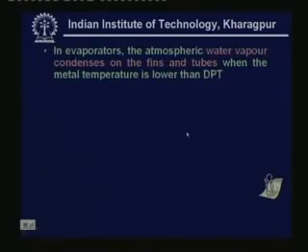In evaporators, the atmospheric water vapor condenses on the fins and tubes when the metal temperature is lower than the dew point temperature. Actually, this is one reason why the design of evaporators, especially where air is the external fluid, is quite complicated compared to condensers. Because when the refrigerant temperature is low and when the surface of the evaporator is at a temperature lower than the corresponding dew point temperature of air, then the moisture in the air will condense.